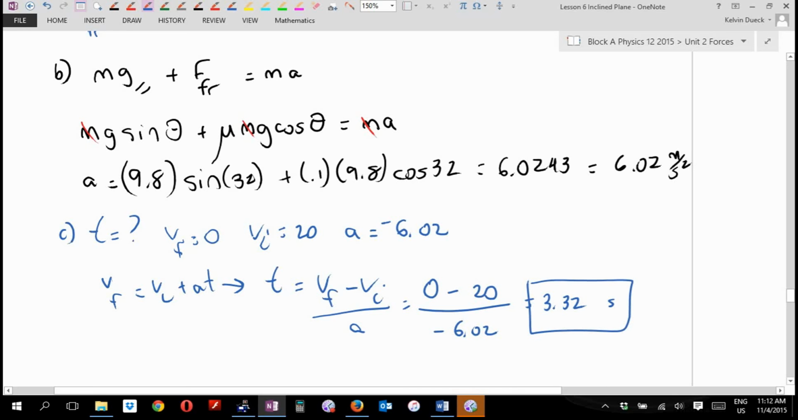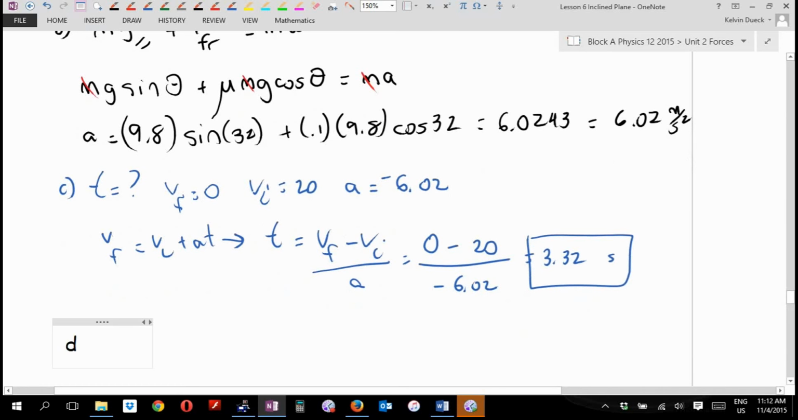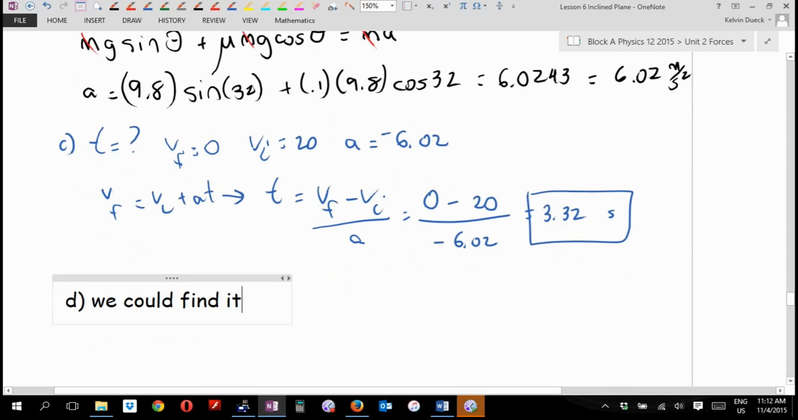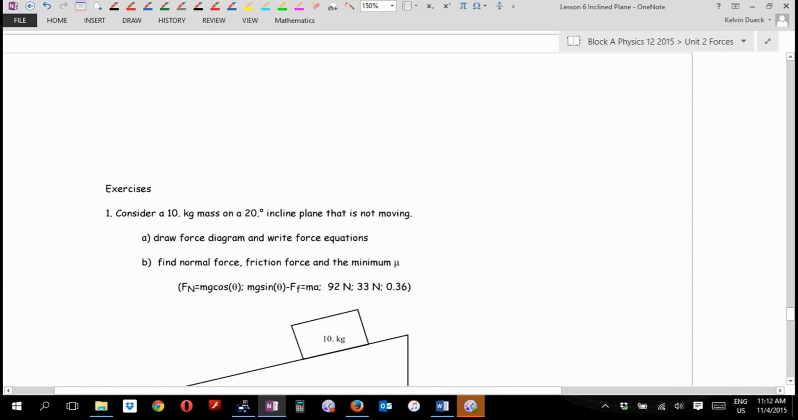What's part D want me to find? Oh, D wants me to find D? I've talked a long time. I think we could handle it, so I'm just going to write D. We could find it if we wanted to. I'm losing you. I want to give you at least a couple of minutes to try this. There's 3 minutes left. Unfortunately, because this is the Physics 12 starting point, I'm going to give you a lot of practice on this.